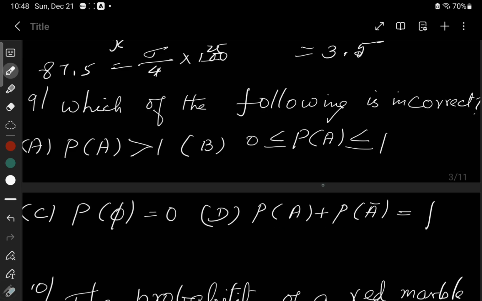See, we know that the probability of any event always lies between 0 and 1. It is 0 for the impossible event, 1 for a sure event. For the other events, it is less than 1 but a positive value greater than 0. So this is correct. P of the impossible event is 0. And the probability of an event and its complement is always equal to 1. So the incorrect one is P of A greater than 1.